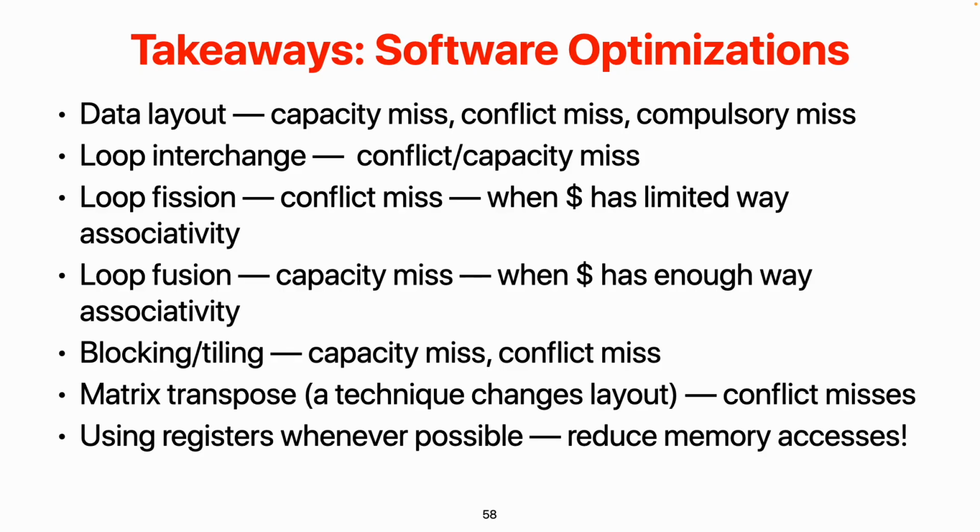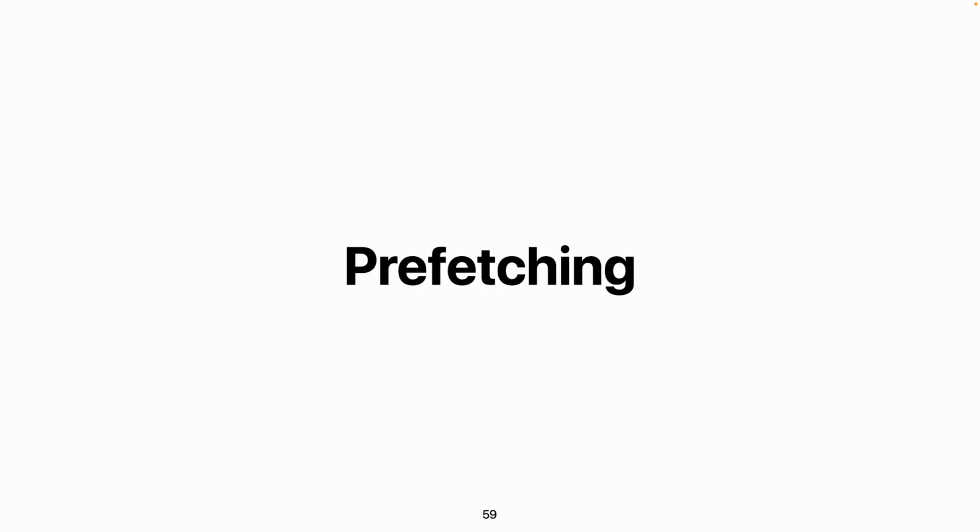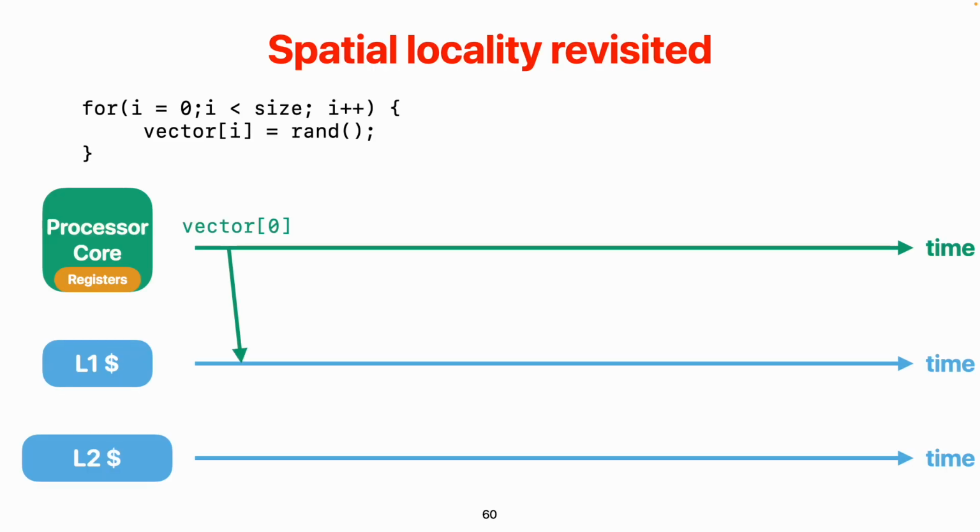Now, the only misses that we didn't talk about how to reduce is what? Compulsory misses, right? But is it possible to also eliminate compulsory misses? No? Okay. So in fact, there is a mechanism called prefetching. The idea of prefetching is like this. First of all, your data has good spatial locality, right?